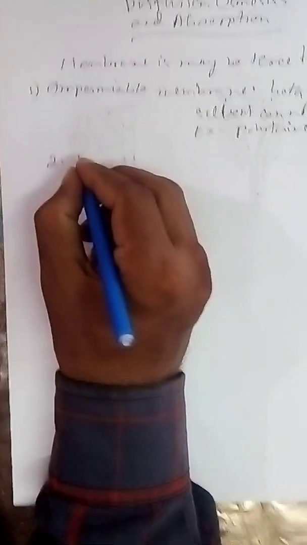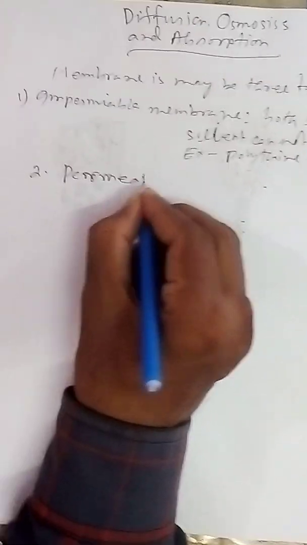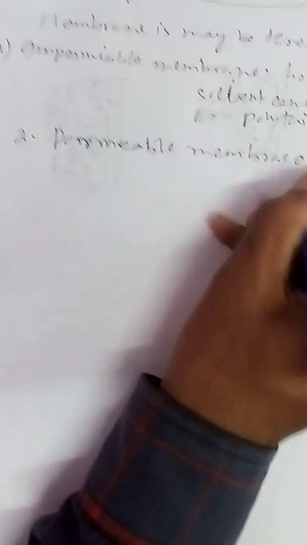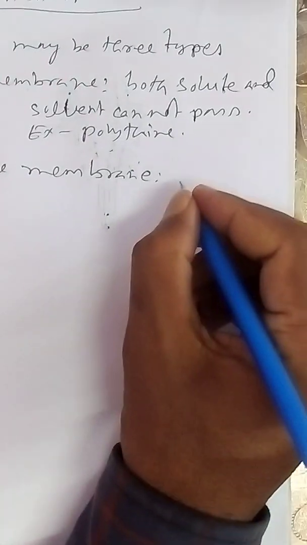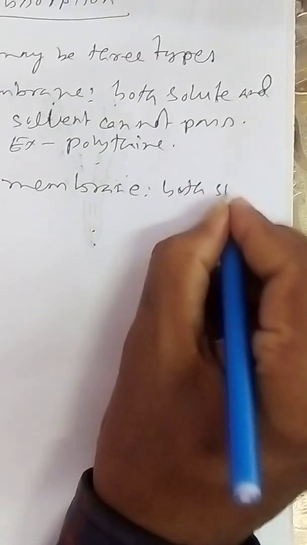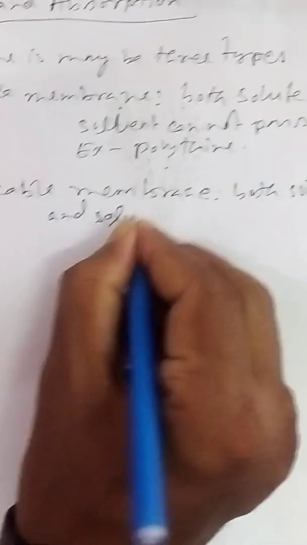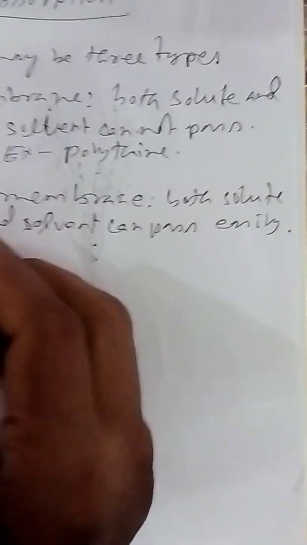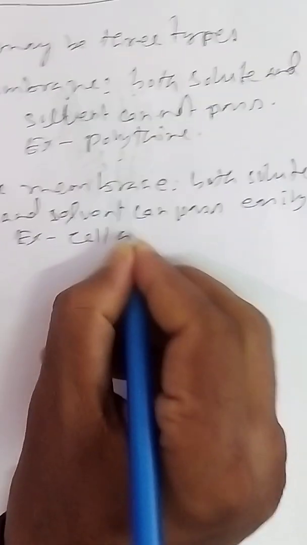Number 2 is the permeable membrane. The membrane through which molecules of both solute and solvent can pass easily. Both solute and solvent can pass easily. That is called a permeable membrane. Example, like cell wall.